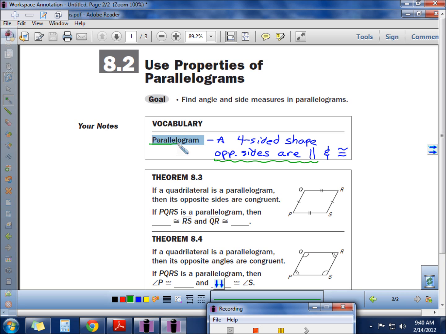Typically they look like this picture in 8.3. 8.3 is just talking about the concept of opposite sides being congruent. If opposite sides are congruent, what piece is equal to or congruent to segment RS? QP, good. So we can fill that in. QR would be congruent to PS. Very simple concept.